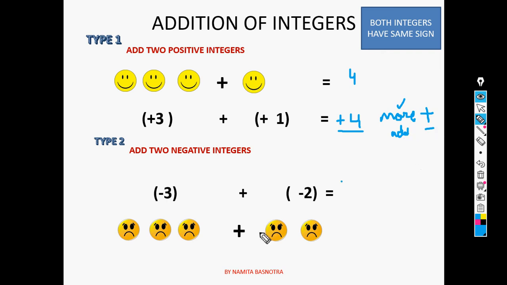So let's now do the second case, type 2, where you have two negative integers. So in two negative integers I have minus 3 here, so I've made 3 sad faces here, and then minus 2, so 2 sad faces. Now to add these, clearly when you add all the sad faces, we can add them together, so it will be like 1 2 3 4 5. So there are 5 sad faces. So when we add two negative integers, negative and negative is more negative. So that means we'll make it more by adding the numbers. The numbers are 3 plus 2. 3 plus 2 is 5. And I said more negative, so put that minus here.